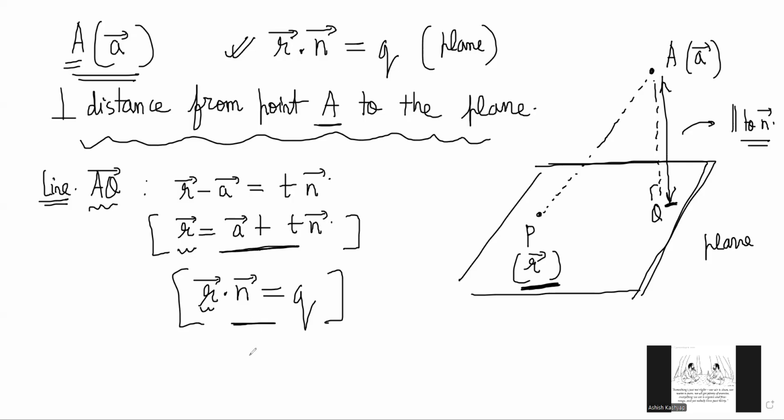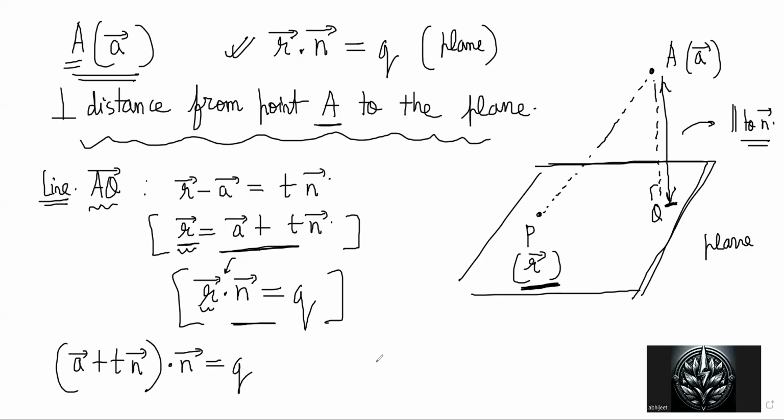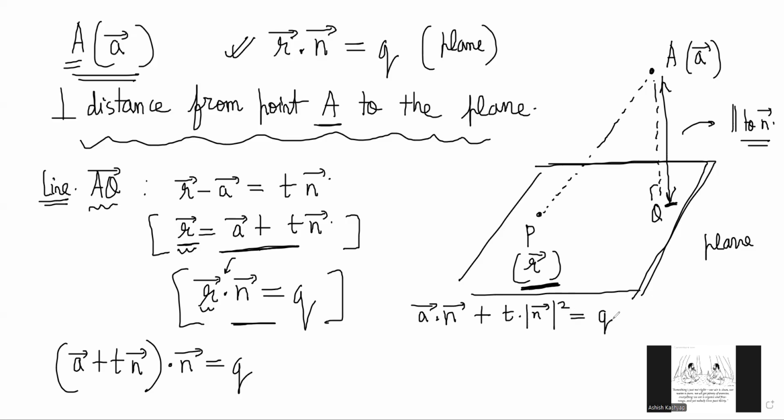उससे फुट ऑफ द परपेंडिकुलर भी निकलेगा और उससे लेंथ ऑफ परपेंडिकुलर भी निकलेगा, राइट. सो हाउ डू आई डू दैट. सो टेक द आर फ्रॉम हियर एंड पुट इट इन दिस. सो व्हाट वुड आई डू, a प्लस t टाइम्स n डॉट प्रोडक्ट विथ n इज इक्वल टू q, राइट. उससे आ रहा है a डॉट n प्लस t इंटू मॉड n स्क्वायर इज इक्वल टू q, राइट.